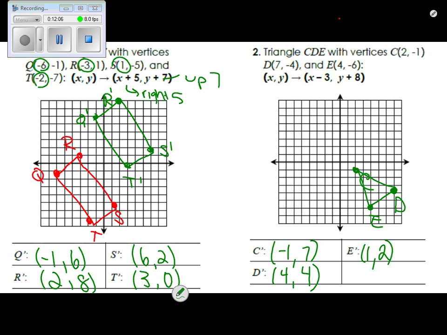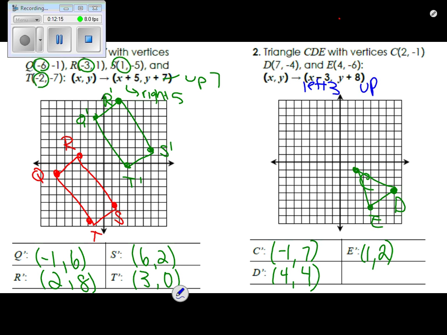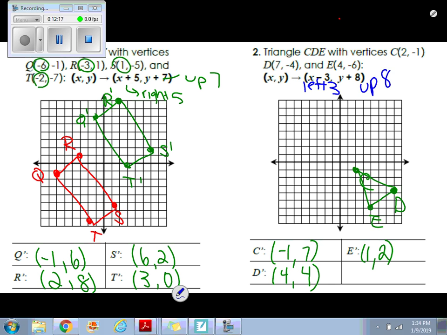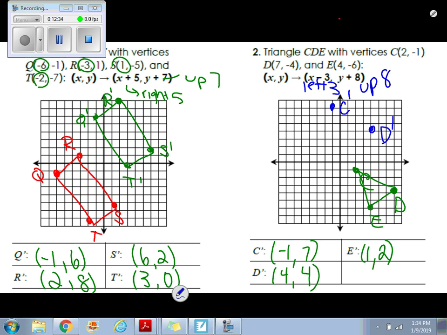And then when I move it, the negative 3 means I'm going to the left 3, and the plus 8 means I'm going up 8. So, 1, 2, 3, then 1, 2, 3, 4, 5, 6, 7, 8.